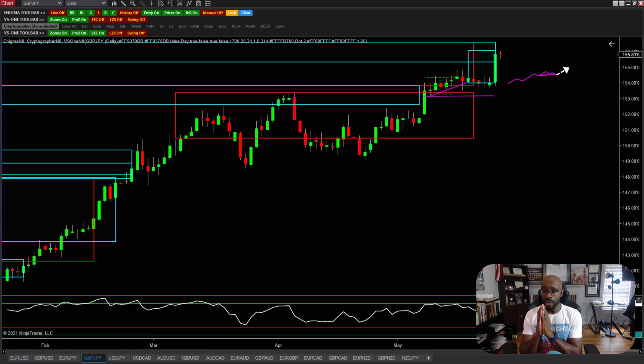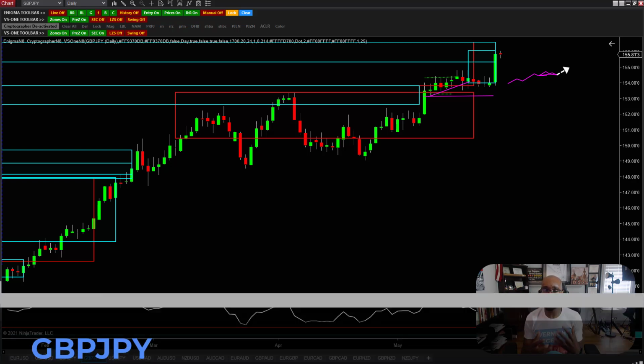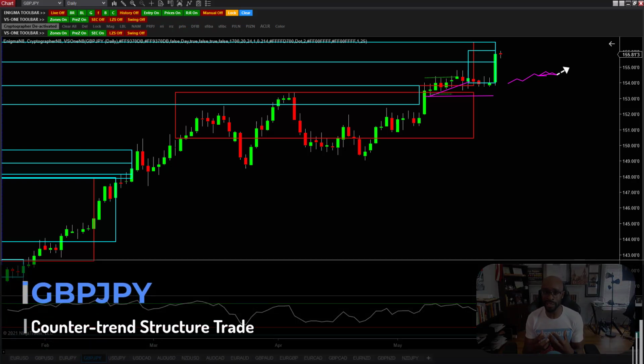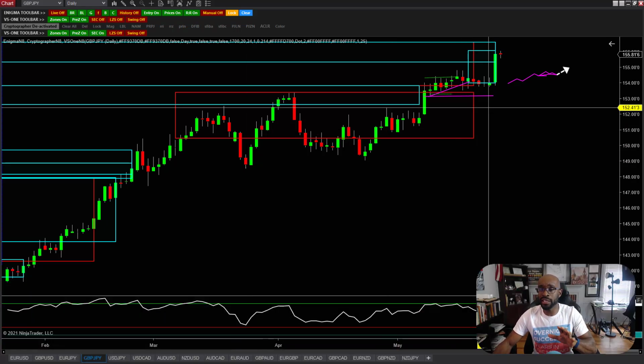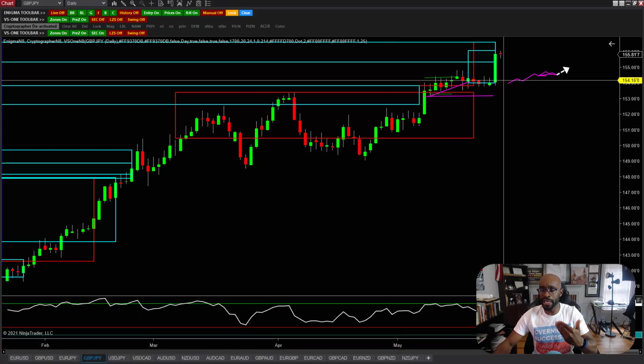But we have a lot of bullish movement on the pound pairs, thanks to the Bank of England talking about, hey, we're going to see how this reopening affects things, and we may have an interest rate hike. And we're seeing this movement create a massive rally.